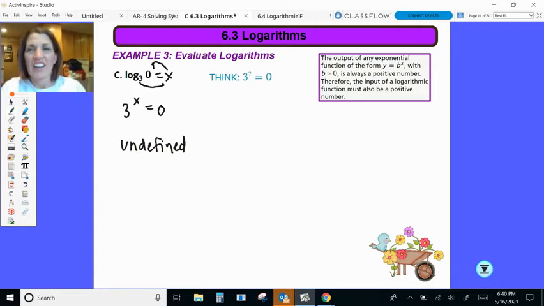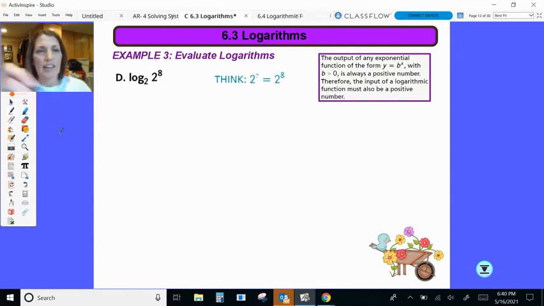So remember that right here, it always says that my b must be greater than 0. Keep that in mind, otherwise it's going to be undefined. There's nothing I can raise 3 to. If I put the 0 power, that would be 1, right? So there's nothing that will give me 3 to the x power equals 0. Remember that we can't take the logarithm of 0. It's undefined.